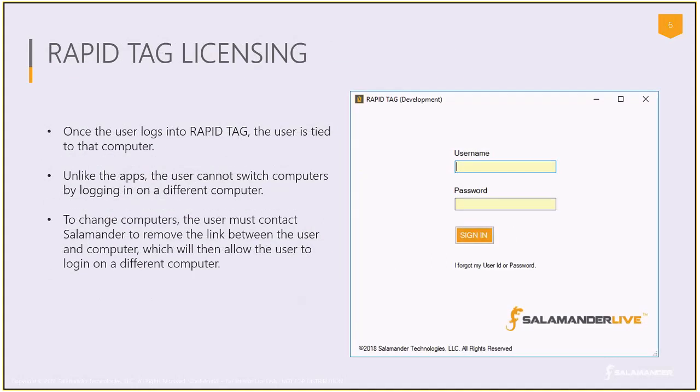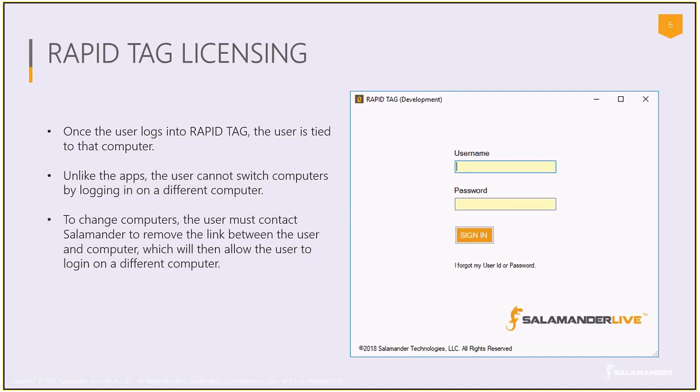So Rapid licensing. I do want to talk more about this here. So once the user logs into Rapid, the user is tied to that computer. So I talked about how different version 5 is, that it's not basically just going to be installed on your computer, and then anybody who has access to that computer can use Rapid. Now, because of the Two-Way Sync that we've added to this version, it's tied to a user.